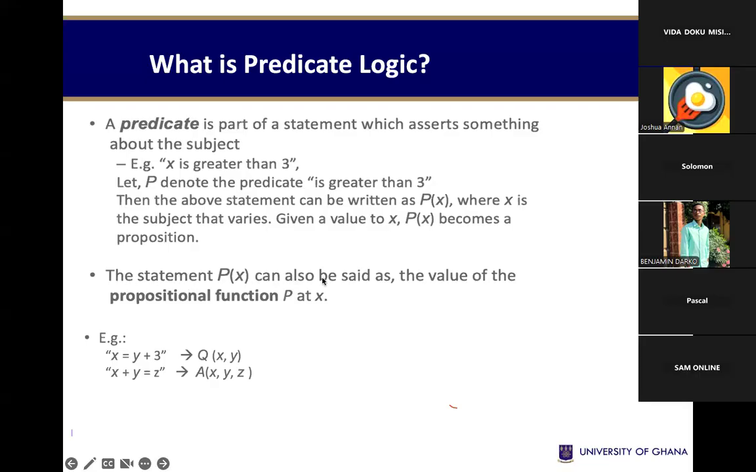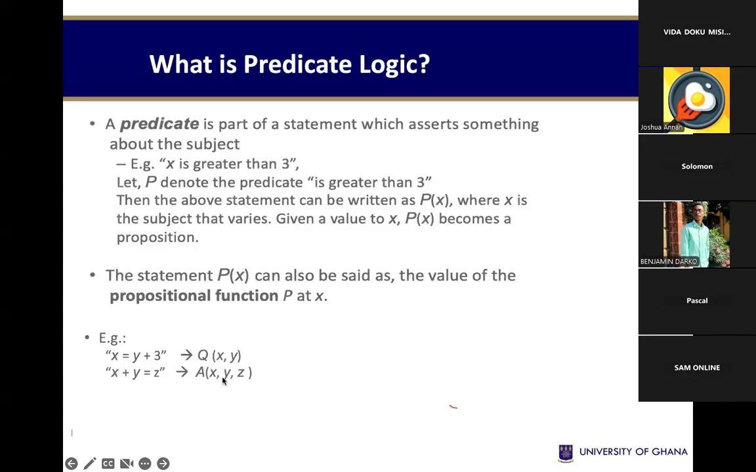Again, the statement P of X can also be said as the value of the propositional function P at a given value of X. So this is a typical example. The propositional function will be Q of X, Y. So assuming X is 1, Y is also 1, then I'm going to have 1 equals 1 plus 3, which is a false statement.